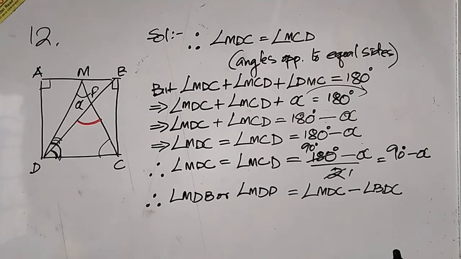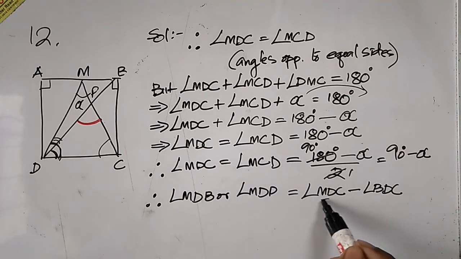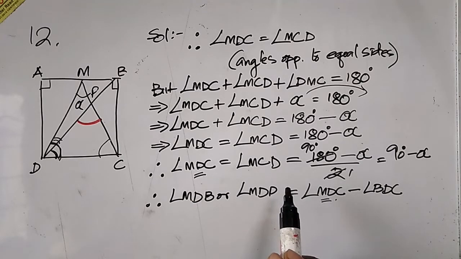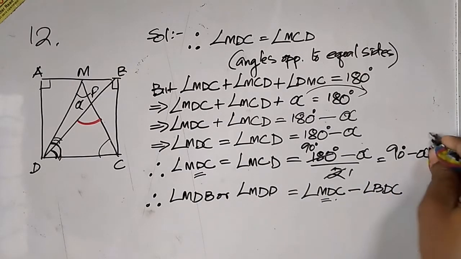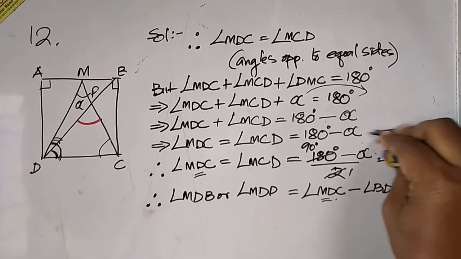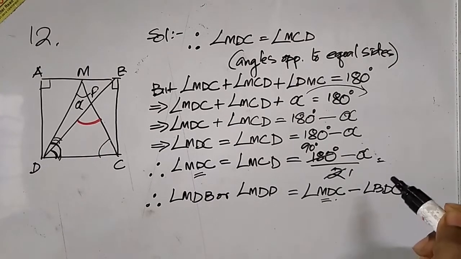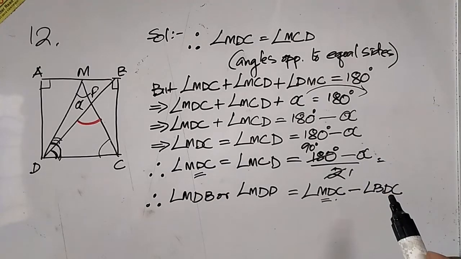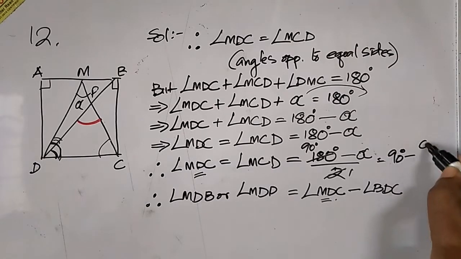We already know the value of angle MCD, or MDC, right? What is the value of MDC? We have to use the split rule, 180 by 2 and alpha by 2, to get this answer. Okay, that's the reason why we will get it as 90 degrees minus alpha by 2.